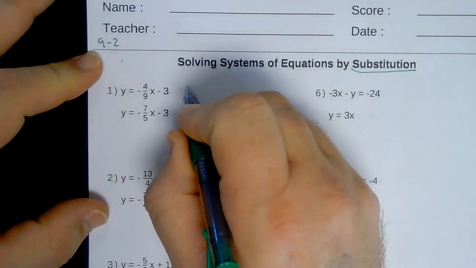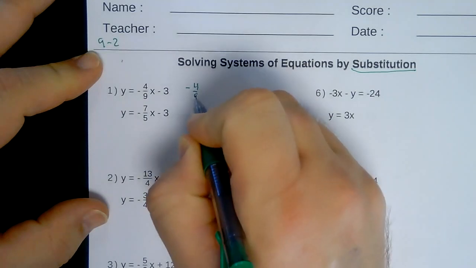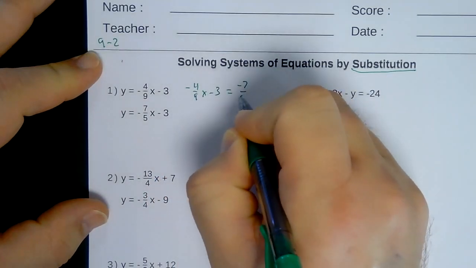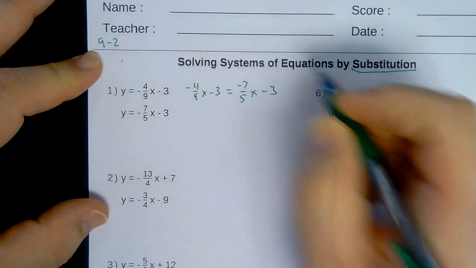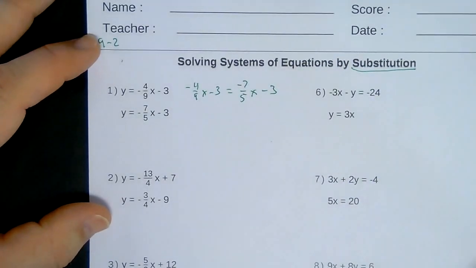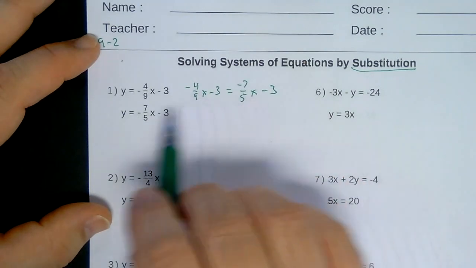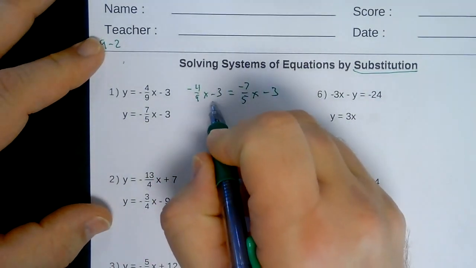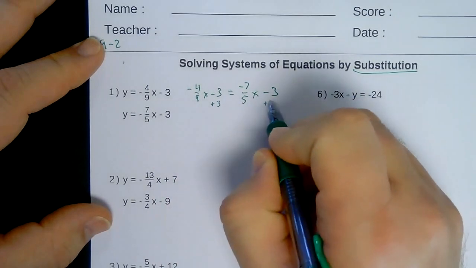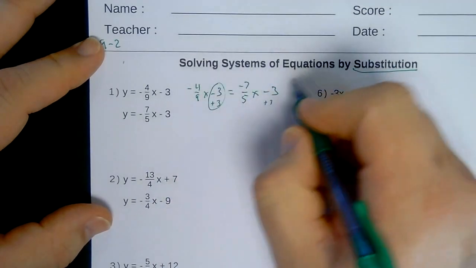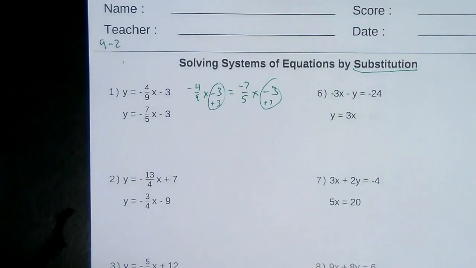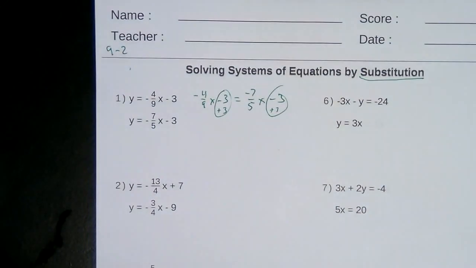And then we have to solve it. So negative 4/9 x minus 3 is equal to negative 7/5 x minus 3. That's the first thing I do. Substitution, substitute them for y. So now I just solve it for x. Add 3 to both sides. The 3's are gone. Okay, so that's an interesting scenario already, that my 3's disappear.